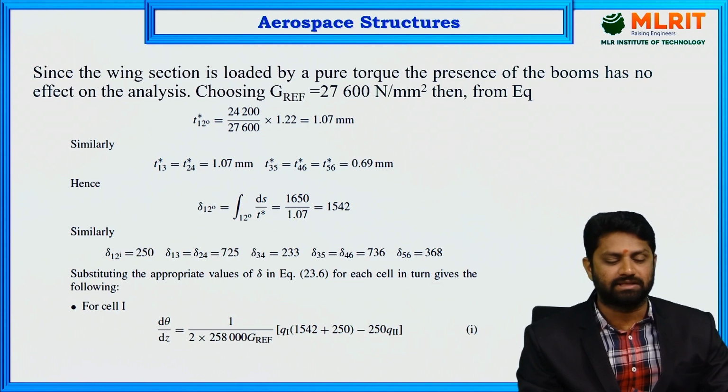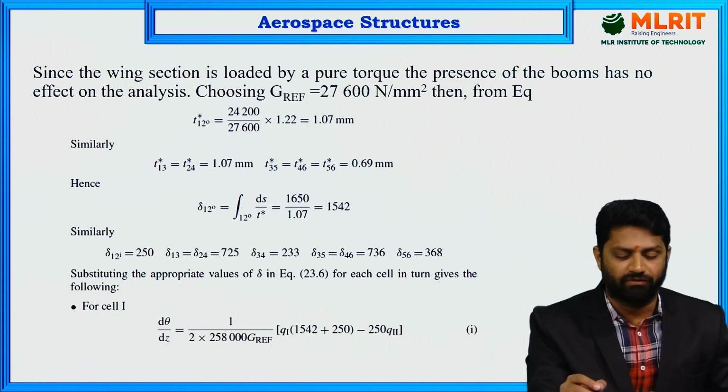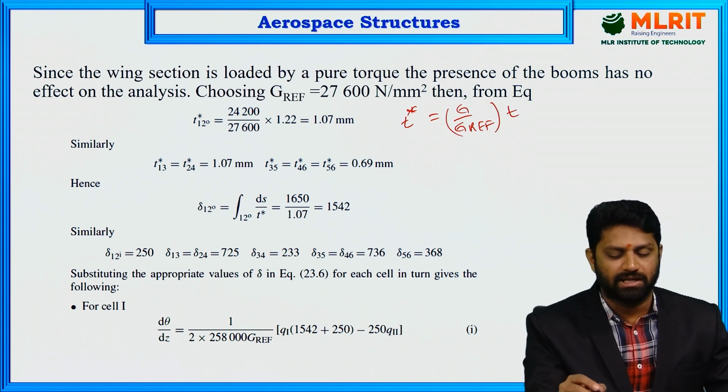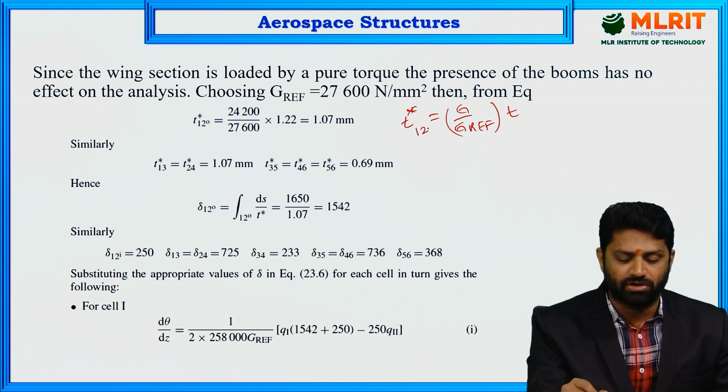Now the T star of 1-2. So what is the formula? T star equals G by G reference into T. Since we are considering first the 1-2 outer wall, you have to write G of the outer wall and the reference value of G into T of 1-2 outer.